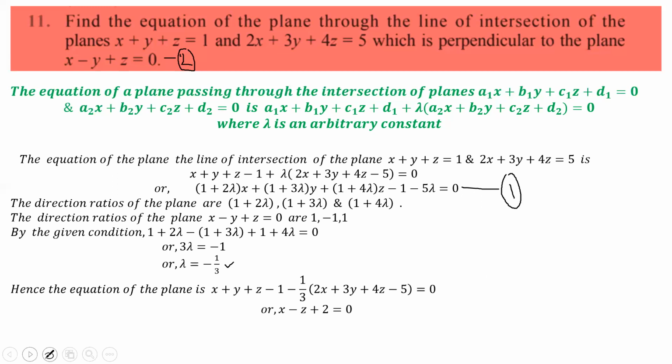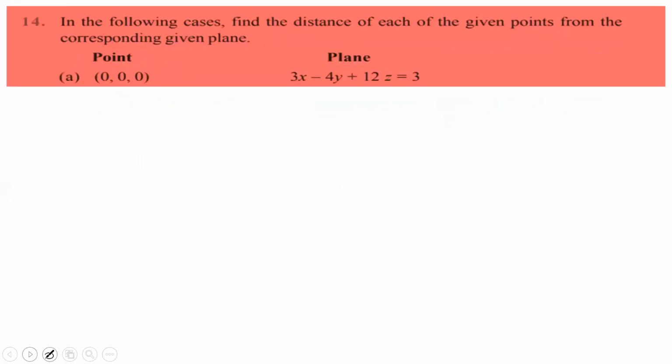Okay. Now, next question is question number 14. Here some points are given and some equations of planes are given. You need to find the distance between the point and the plane. Now we know the formula. Look at here, the point is given 0, 0, 0, that is the origin. And the equation of the plane is given 3x minus 4y plus 12z equals 3.